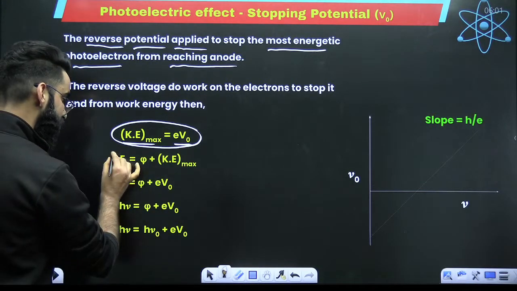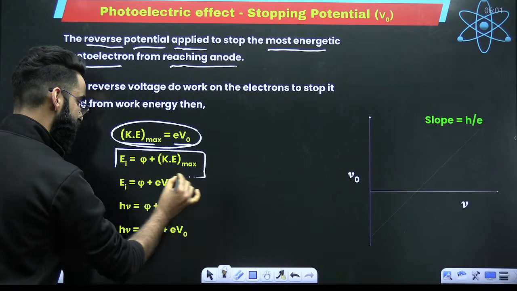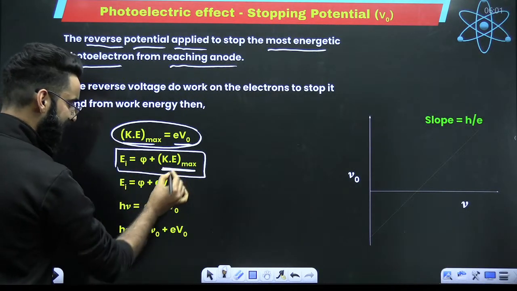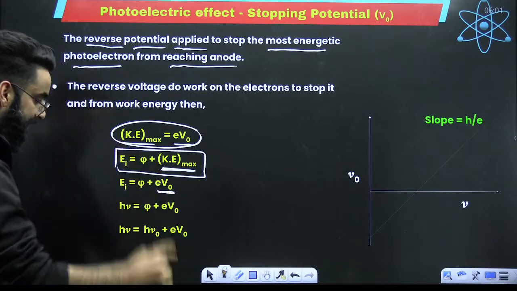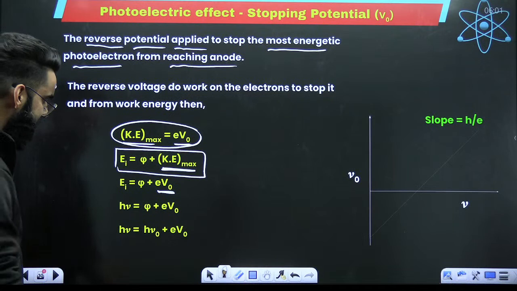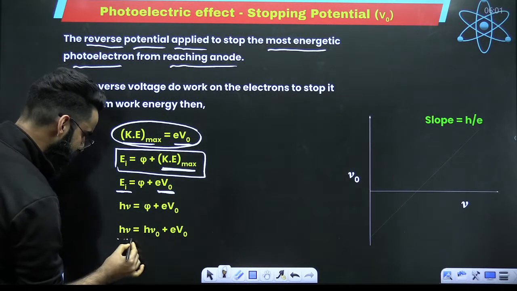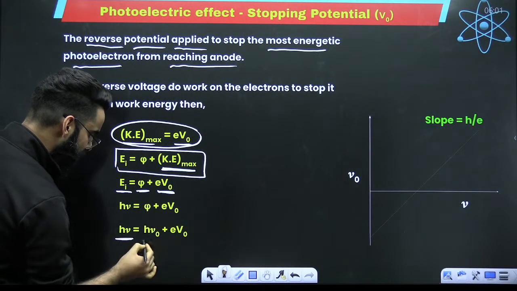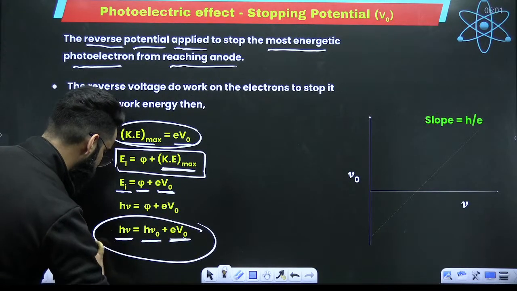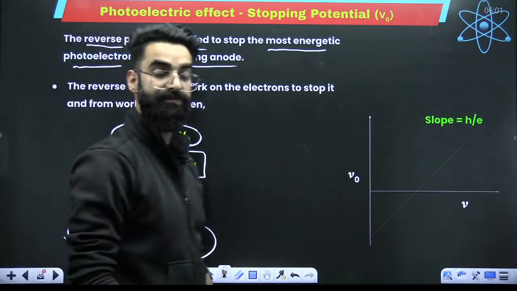So from the photoelectric equation, in this particular equation, you can replace the term K max with eV naught. And instead of incident energy, you can write h nu. Instead of phi, you can write h nu naught. And this is eV naught here. This is one more equation from which questions can come.